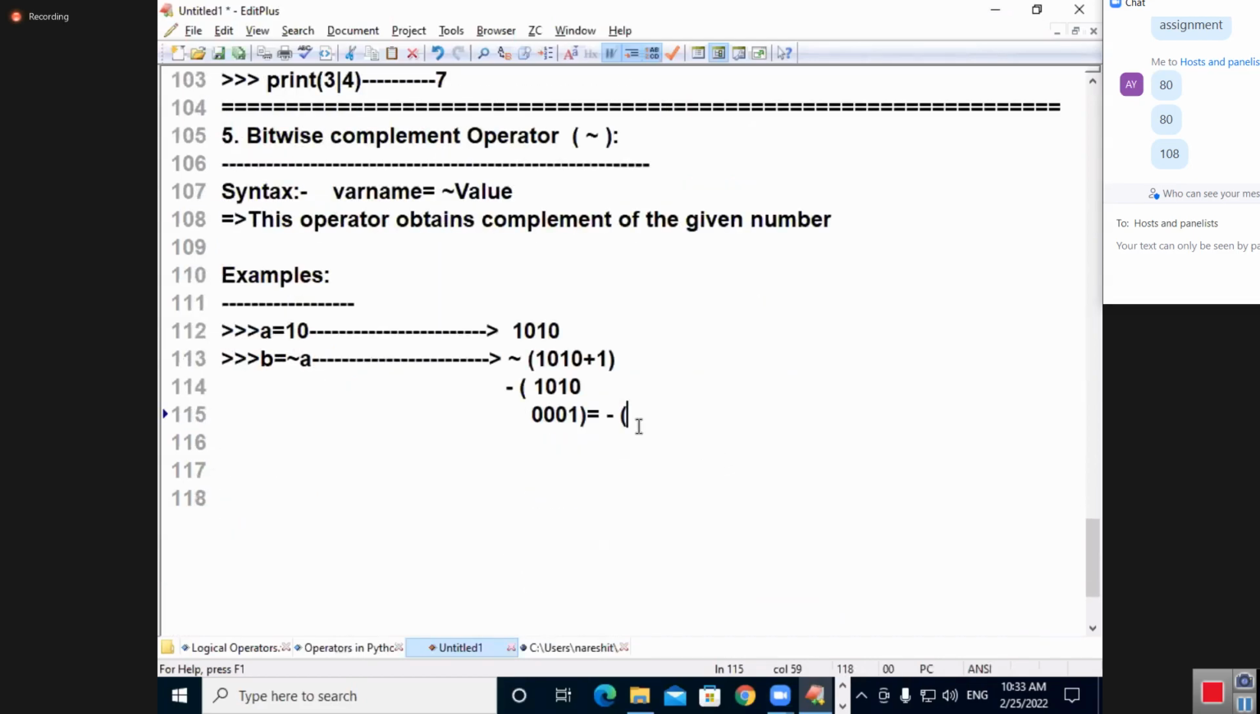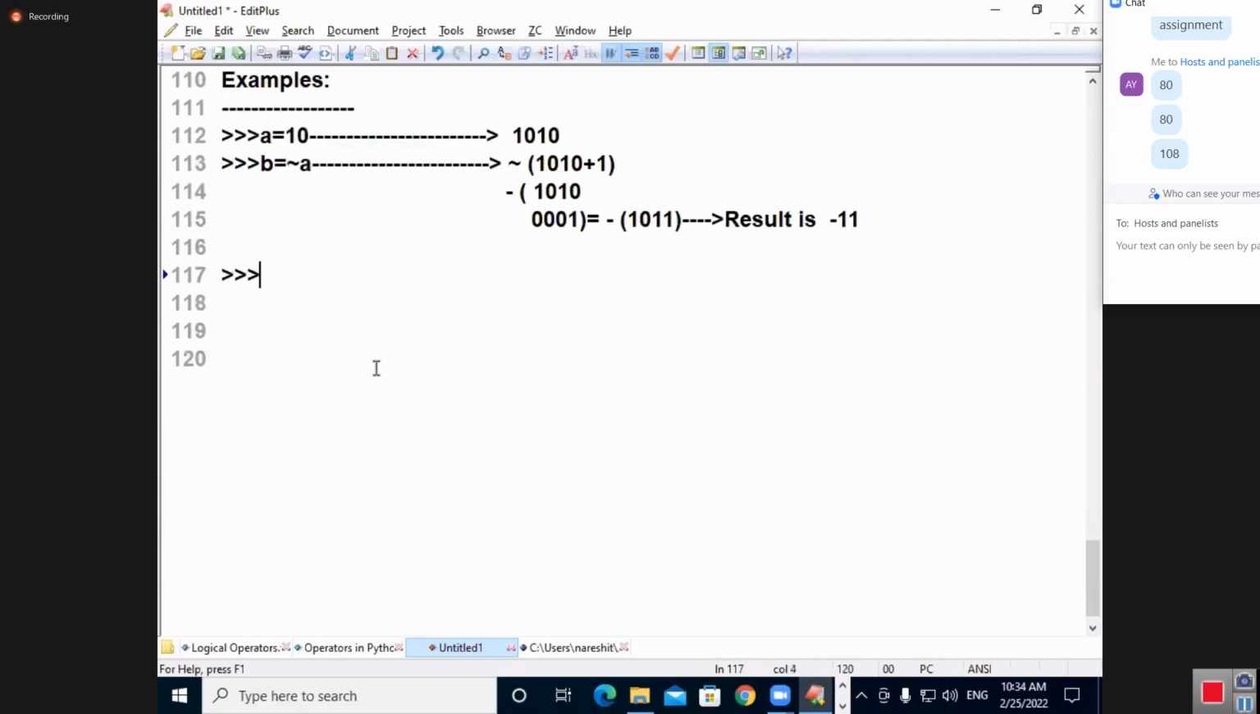Are you getting it? So it is going to be applied as an OR operator internally, 1011 is applied. What is the output here? The result is minus 11. Are you getting it? So this is the way you can go for it. One more I will take.